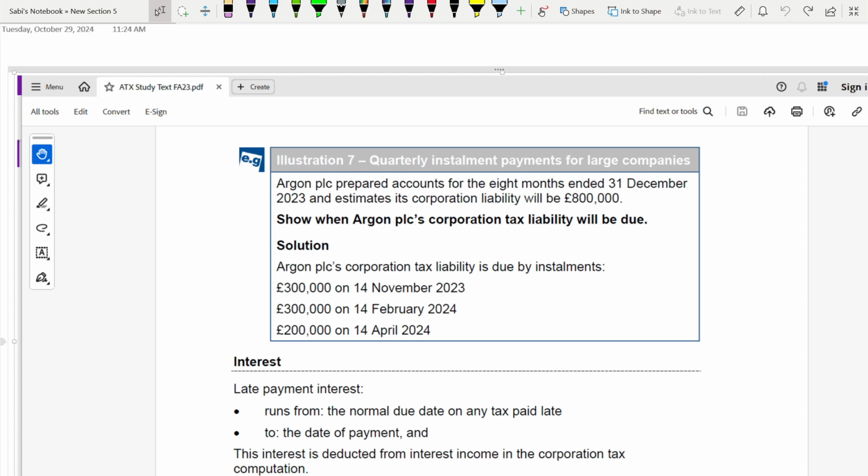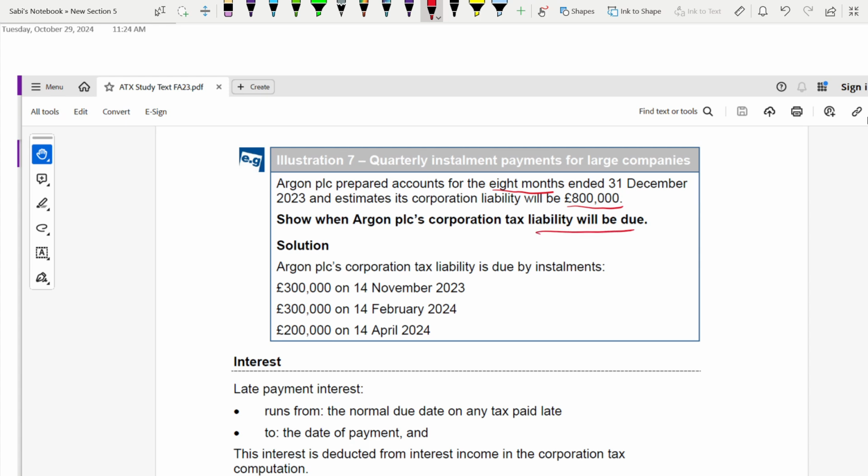Illustration 7, the last question of this lecture. Here we have to find the installment amount and the due dates when the accounting period is less than 12 months. So here it has been prepared for 8 months. Corporation tax liability is 800. You have to show when they will be due. Because this is 8 months, which is less than 12 months, we'll follow the formula.